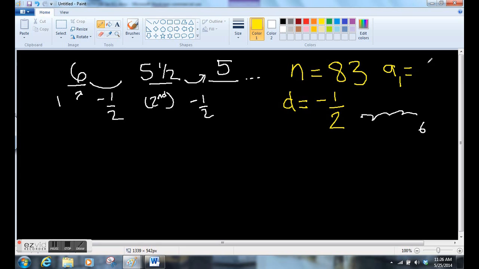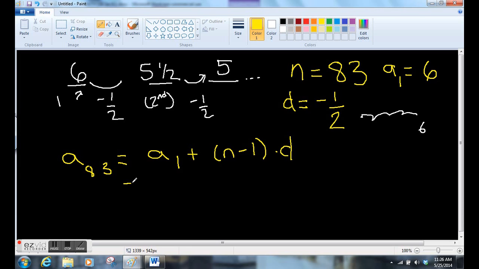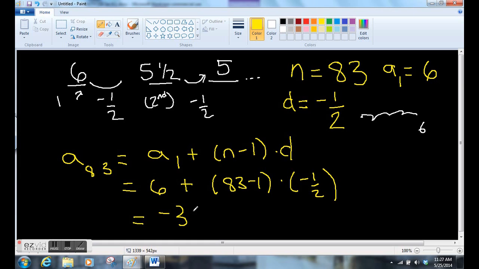So here's the formula. So the 83rd term, A83, is equal to, here's the formula again, A1 plus n minus 1 times the common difference. So this is equal to 6, that's the first term, plus n minus 1 is 83 minus 1. Common difference is -1/2. So your answer here is -35. So if you kept going, boom, boom, boom, boom, boom, you'd get to -35.